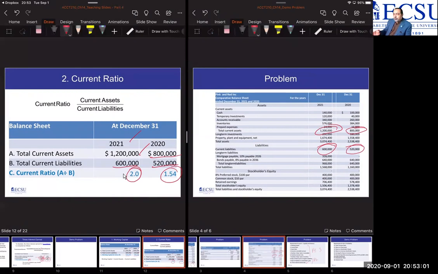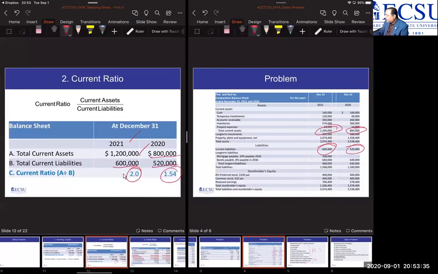Whenever you're working on your PVL activities, that's what you're going to do. You're going to compare the ratios between the two years of the same company, as well as compare those ratios with the other companies. Since you're working on two companies, that's how I expect you to do the analysis. So the current ratio is 2, as compared to 1.54 in the previous year. So that is your current ratio.